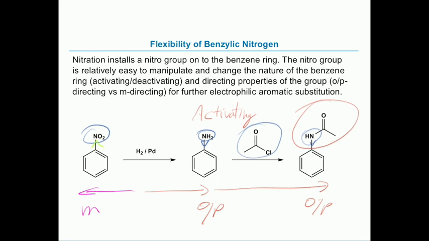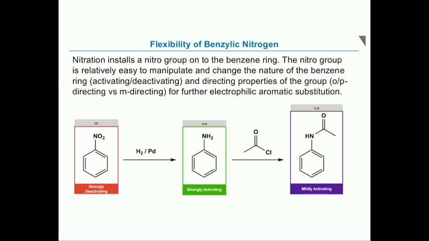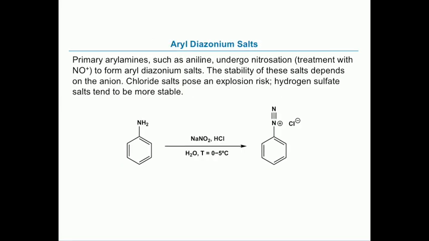I can swing the nature of how the ring would be functionalized just based on the oxidation state of this nitrogen. So it's very beneficial to put a nitrogen on the ring and then manipulate its oxidation state in order to change the electrophilic properties of the ring. That just means I can do this back and forth, right? I can have strongly deactivating, strongly activating, or even mildly activating, really just based on what group happens to be present and what oxidation state it is in. So it's a very useful thing to have on the ring. There's actually one more thing that we can do, which comes down to the aryl diazoniums.